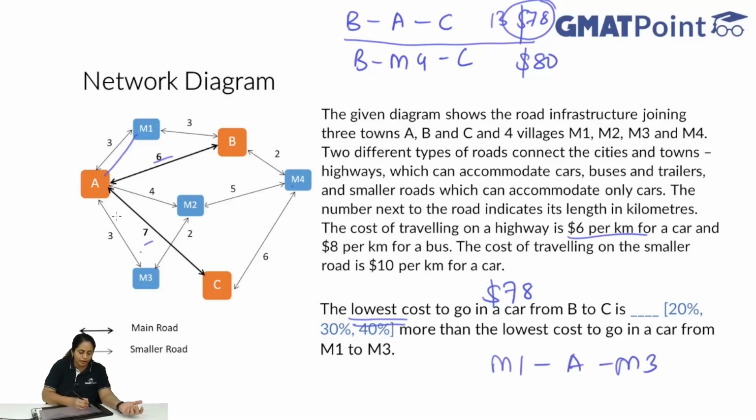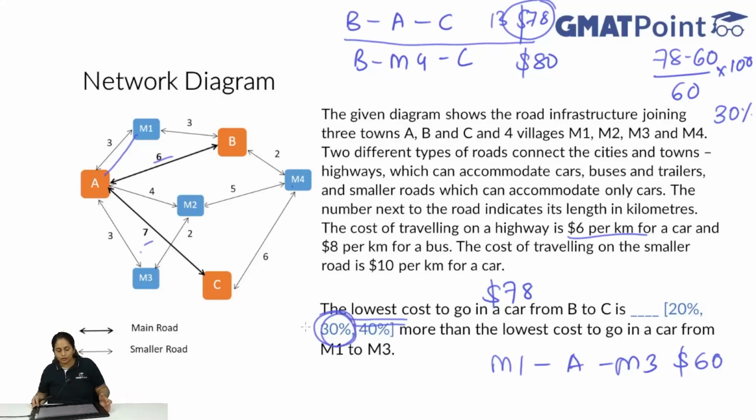It is 3 kilometers plus 3 kilometers, 6 kilometers, and each of these for a car is $10 per kilometer. So this is 6 kilometers into $10 per kilometer, so this is $60 cost. So how much is 78 more than $60? The difference is 78 minus 60 by 60 into 100%. So that is 18 by 60 into 100%, which is equal to 30%. So the correct option to choose is 30%.